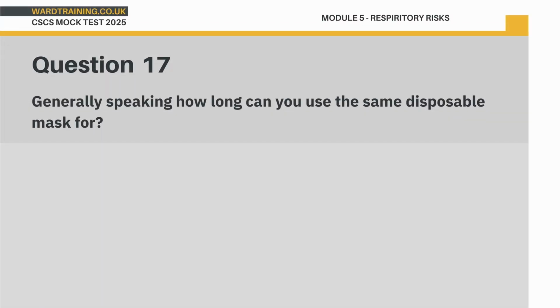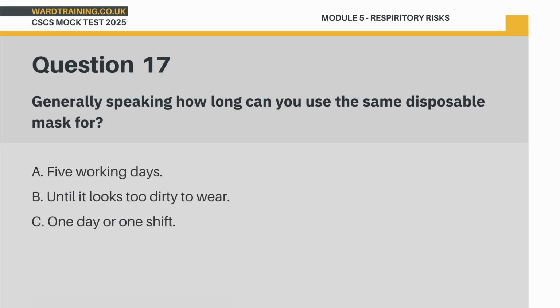Question 17. Generally speaking, how long can you use the same disposable mask for? A. 5 working days. B. Until it looks too dirty to wear. C. 1 day or 1 shift. D. 28 days. The correct answer is C. 1 day or 1 shift.